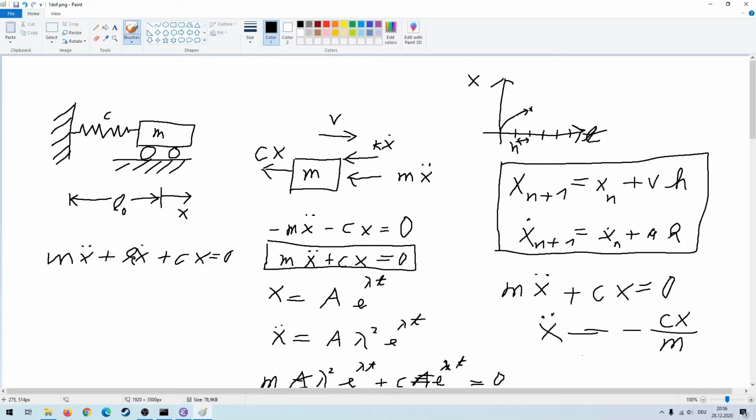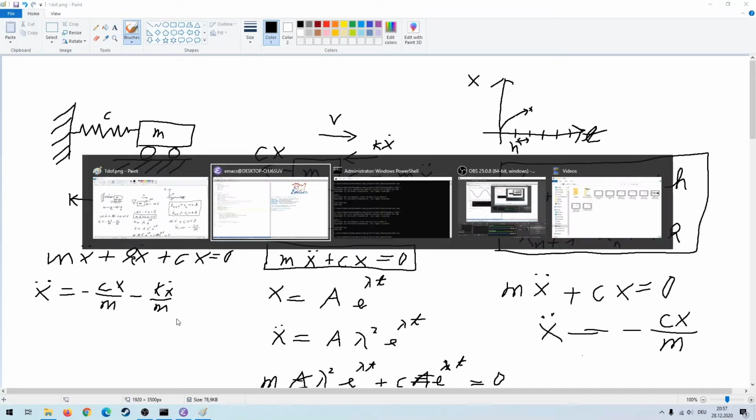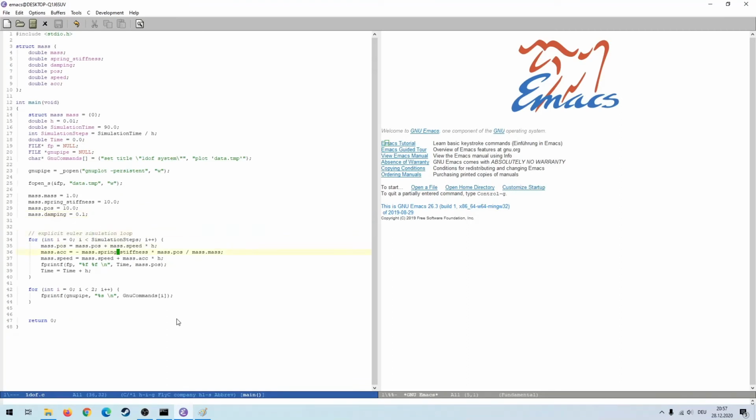And the only thing that really changes is the way we calculate our acceleration. So the acceleration then becomes x dot dot is equal to minus c x divided by the mass minus k x dot divided by the mass. And we can easily modify our program by just adding this part. So let's go to our acceleration and let's add our damping times the speed divided by the mass of the system.